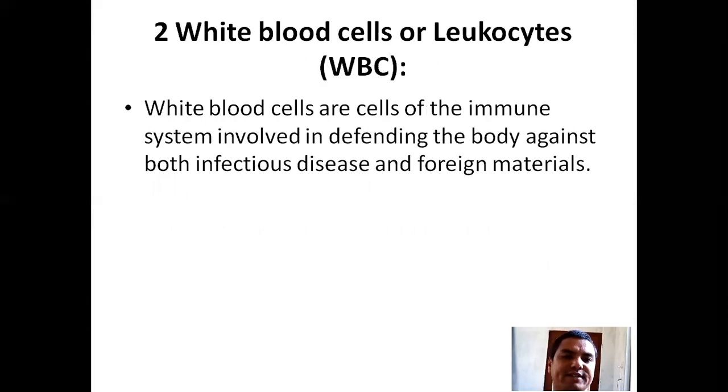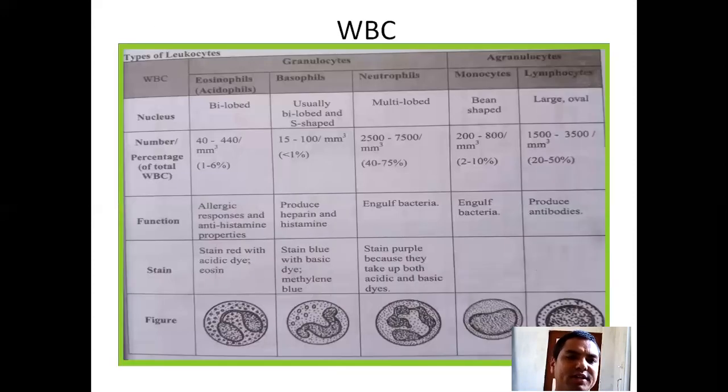WBC are leukocytes, which help in the immune system. They defend the body against different types of disease and foreign materials. There are 2 types of WBC: granulocyte and agranulocyte. Granulocyte have a bilobed nucleus. Agranulocyte do not have a bilobed nucleus. You can see this in the figure also.